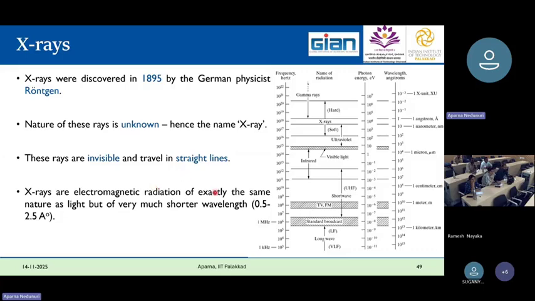As we said earlier, these are part of electromagnetic radiation. The nature of these rays is similar to light, but they have very short wavelengths. The short wavelengths that we are talking about are in the range of 0.5 to 2.5 angstroms.